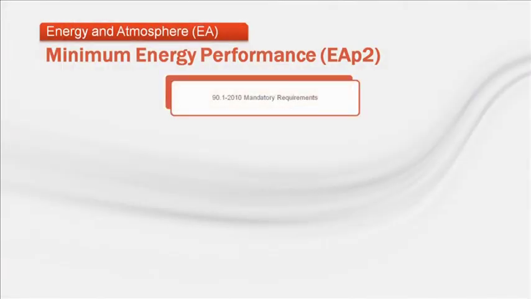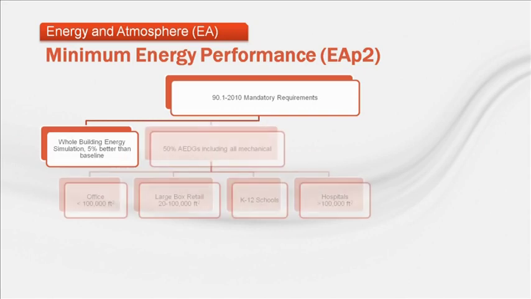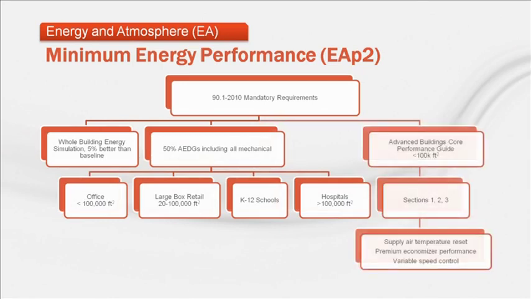For all the options, 90.1 2010 mandatory requirements must be met. In the mechanical section, this includes full and part load equipment requirements, controls, insulation, and others. From a high-level standpoint, the 3 options are: first, whole building energy modeling using Appendix G from 90.1 and being 5% more stringent for new construction. Second, using the 50% advanced energy design guides, or third, using a guide from the New Buildings Institute. So let's look at these options.